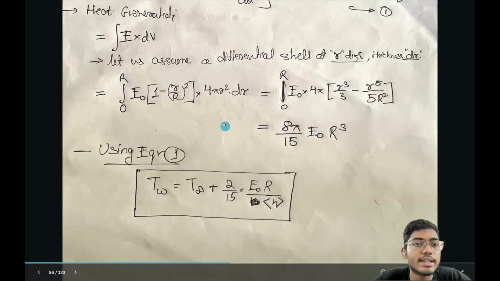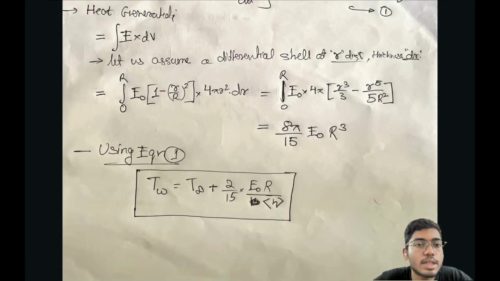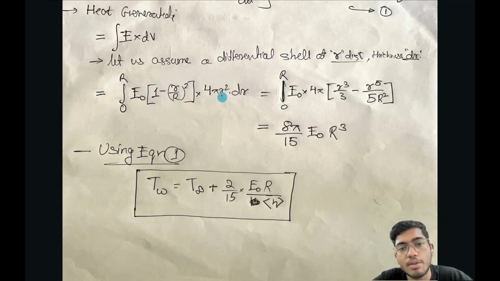So let us look into heat generated. Heat generated is equal to the integration of E dot dV, that is the energy generation per differential volume, integrated over 0 to r. Here, let us assume the differential shell is at distance r with thickness dr. So this is the term for energy generation per volume. Now we will multiply it by the volume term.